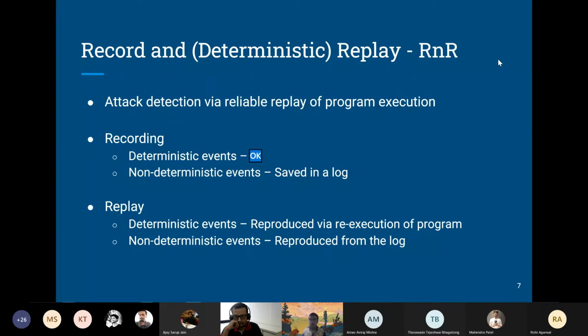How do we replay? Deterministic events can simply be reproduced via re-execution of the program, while non-deterministic events such as interrupts, network calls, IO, etc. can be reproduced from the log because they were saved. So this is record and replay, and this framework has been used in many places, including attack detection and auditing of attacks that happened on systems.